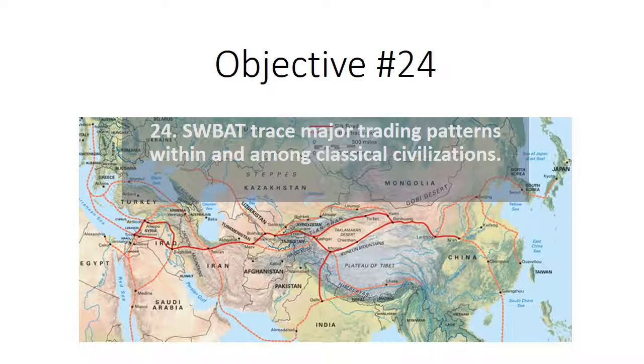Okay, this weekend we're going to talk about Objective 24, where we look at trading patterns within and among classical civilizations. So key terms you should think about right away are the Silk Road, right? It travels from China, our classical civilization of the Zhao, the Qin, and the Han, to India, where we have the Maurya and the Gupta, through to Europe, where we have Greece and Rome. Usually the Silk Road is considered kind of ending at the Mediterranean Sea, and as we will talk about today, trade extends throughout the Mediterranean.